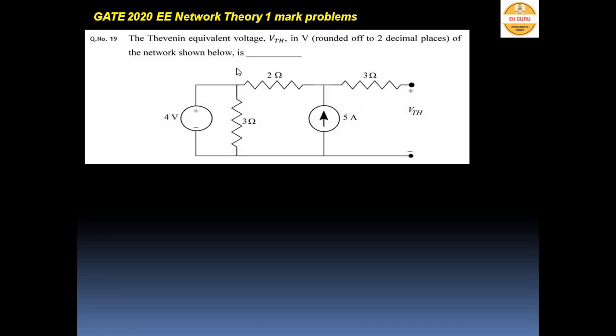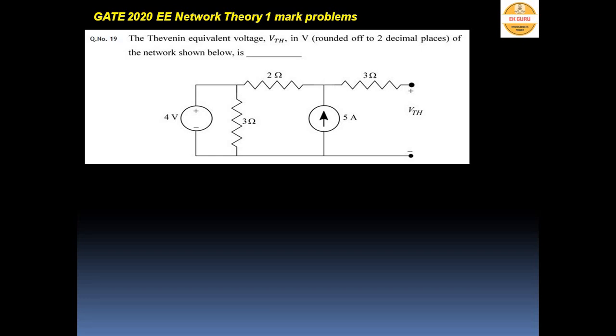In this video, we will discuss GATE 2020 electrical engineering network theory 1 mark problems, which were asked in GATE 2020 electrical engineering. So first we will see. There are two 1 mark problems asked in GATE 2020 regarding the network theory subject. The first one is related to Thevenin's theorem.